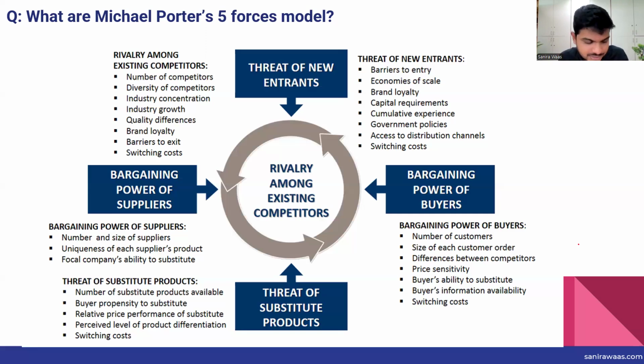Because in Sri Lanka, most of the towers are owned by either Mobitel or Dialog. So you have to rent from your competitors, which is slightly high. And the competition is very high within the existing players. So you can decide whether it's a good industry or not, right?